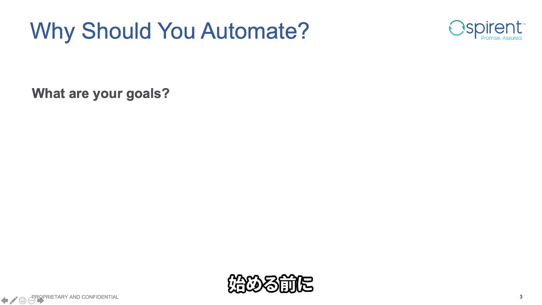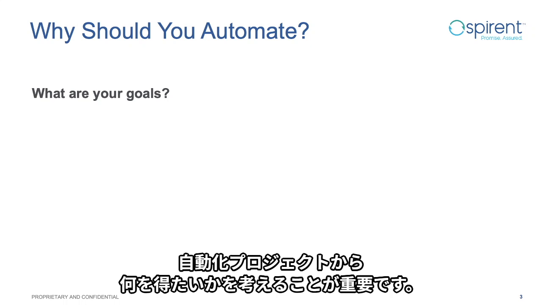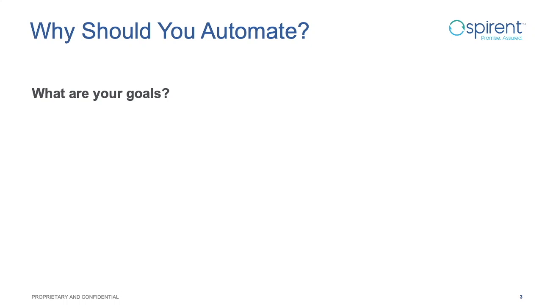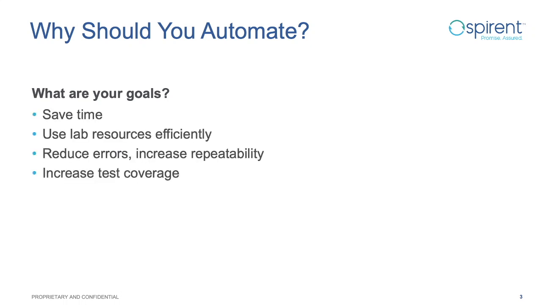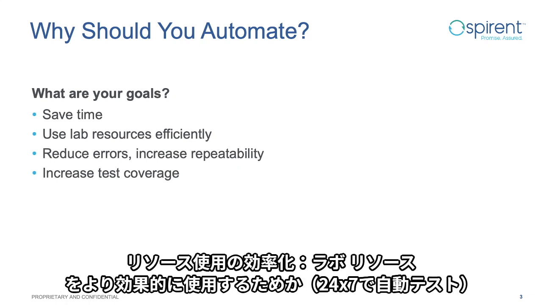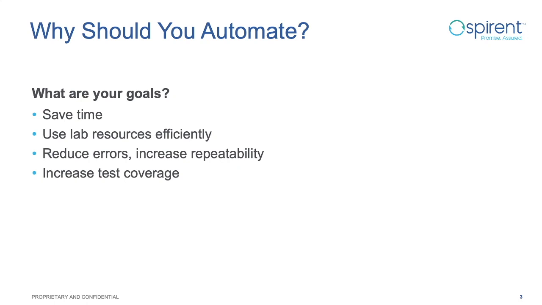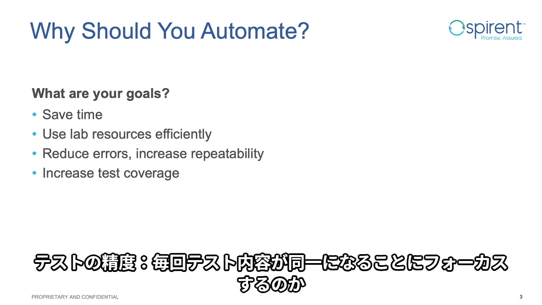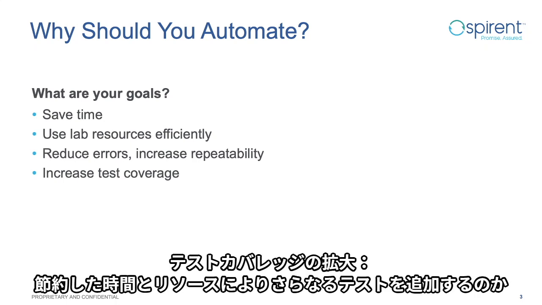Before you start, it's important to consider what you want to get out of an automation project. You may want to save time by reducing time spent on manual testing. You may be looking to use your lab resources more effectively by using automation to run tests 24/7. You may be focused on test accuracy, ensuring that tests are identical on each run. You may be looking to increase your test coverage, using time and resource savings to add more tests to your test plan.